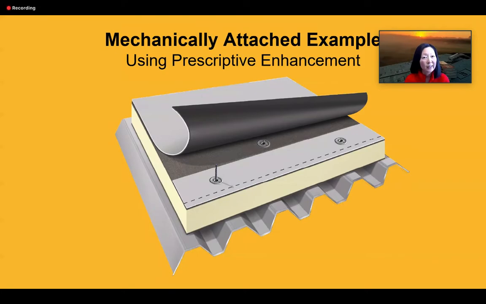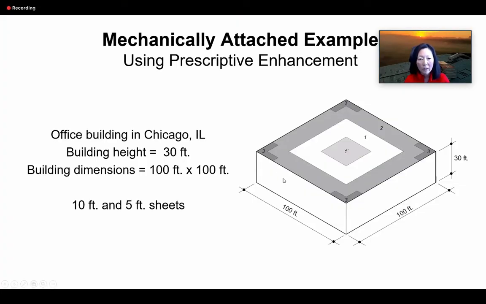Okay, and again, using what's called prescriptive enhancements. So I picked Chicago. That's where I live. That's where Wally and Chino live. So I figured, what the heck? Let's stay consistent. I picked a 30-foot tall building, and I made the dimensions follow what Wally and Chino used, which is a 100-foot by 100-foot building. And again, using 10-foot sheets and 5-foot half sheets.